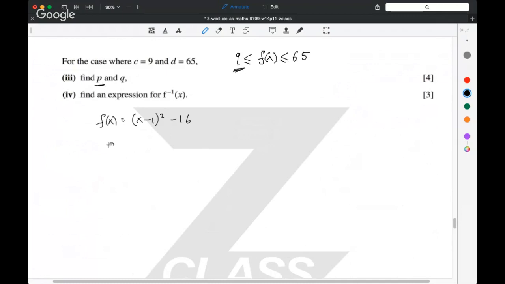So 9 is equal to p minus 1 squared minus 16. And this will give you that p is equal to 6 or minus 4. But the minus 4 is not allowed because this is going to give you something outside the range.